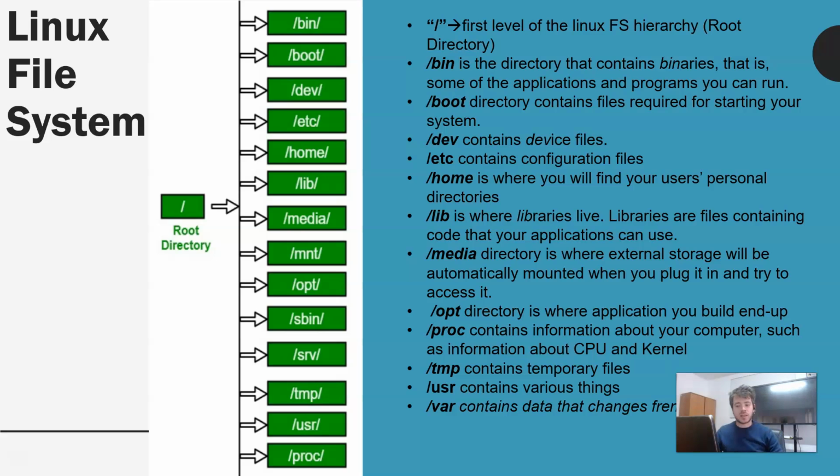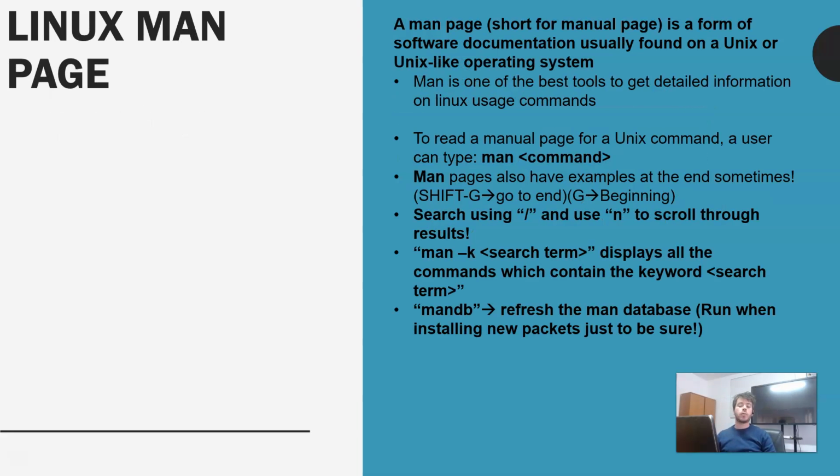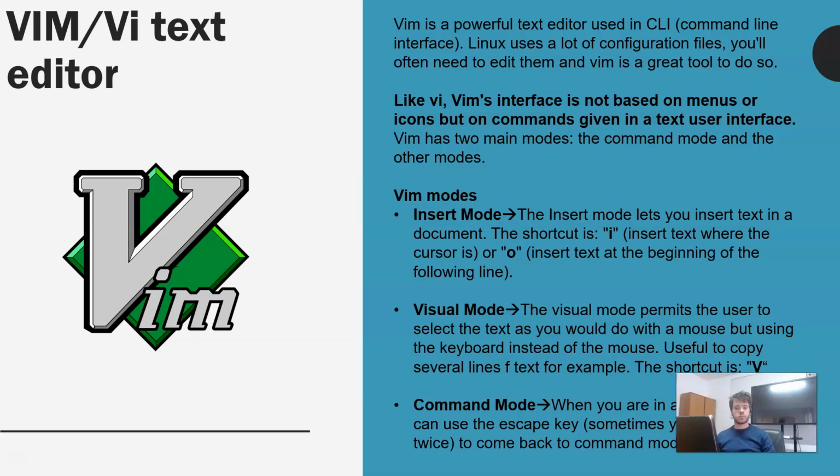What are the basics of the Linux file system and what each directory in the Linux file system holds, theoretically? How can we navigate this particular file system? And how can we browse the manual pages? And how can we use the particular VI or Vim in order to edit text?